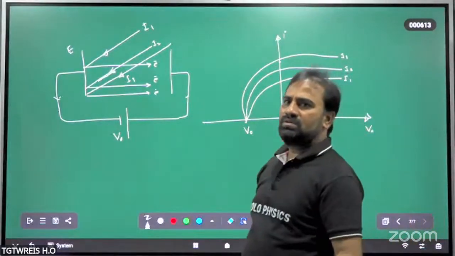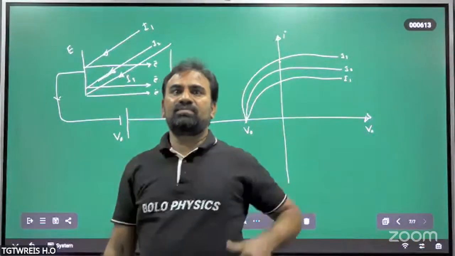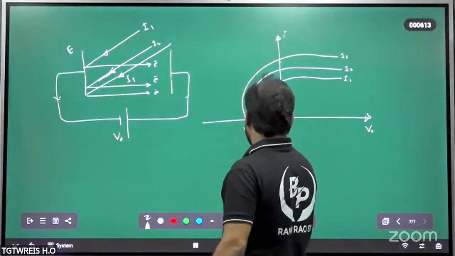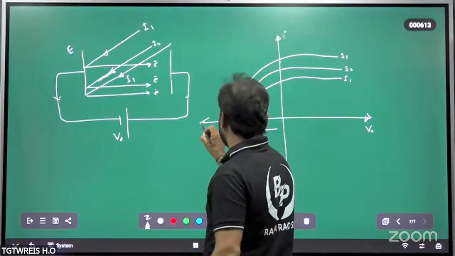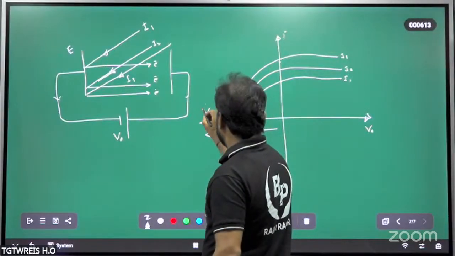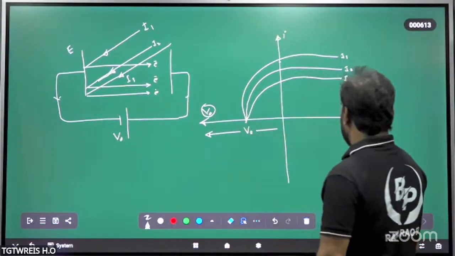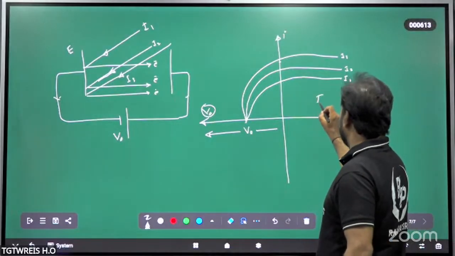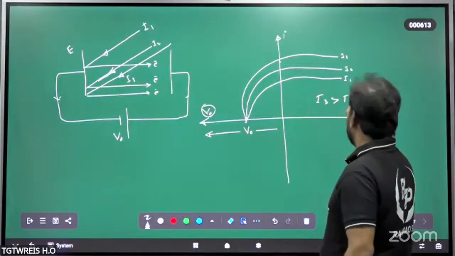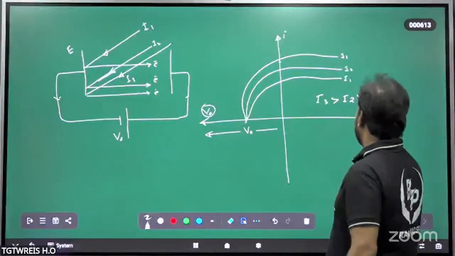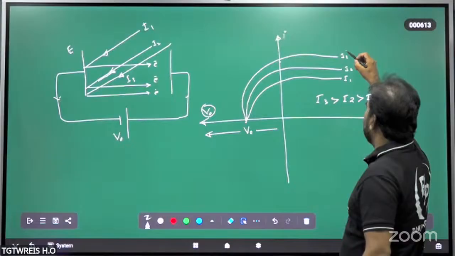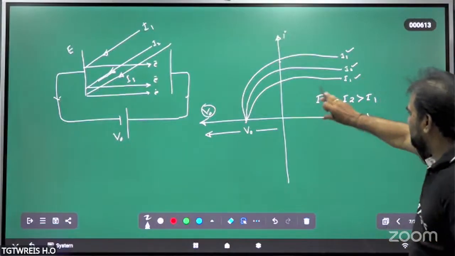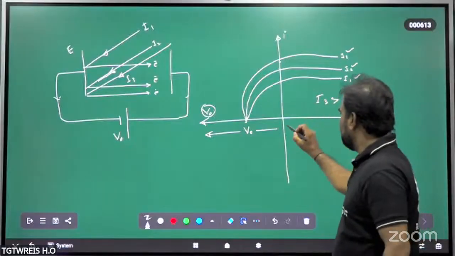Experimentally, it is observed that different intensities of light have the same stopping potential V naught. This is called the stopping potential. So from the graph, it is very clear that I3 is greater than I2, which is greater than I1. So this intensity is more compared to this, and this intensity is more compared to this. This is the relation between the intensities of the lights.